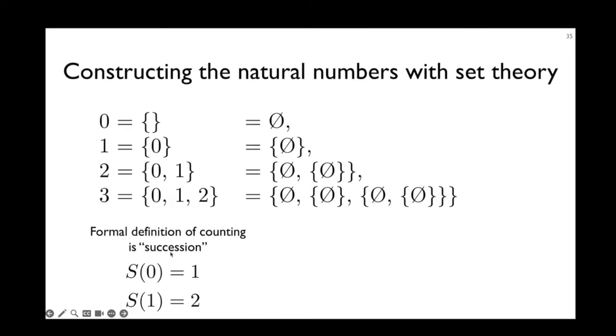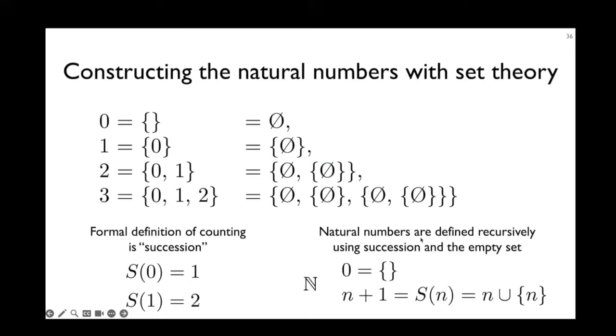This is the succession operator. I apply succession to 0, I get 1. I apply succession to 1, I get 2. And I can get the natural numbers if I have recursion and succession and the empty set. That's all I need, and I have all of the counting numbers. This is 0, 1, 2, 3, 4, 5. It goes off to infinity. I just need to define 0 and use recursion along with succession for this.